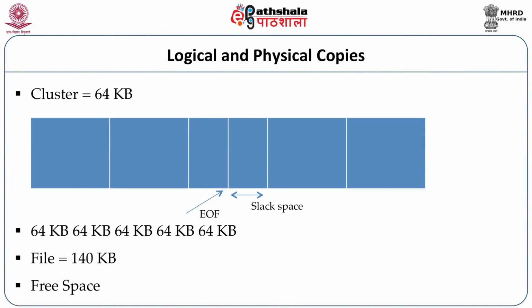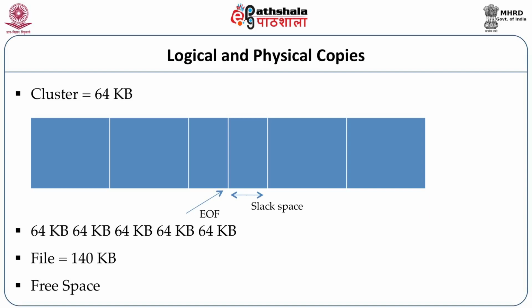You can see in the figure, there is a cluster of 64 KB. So we can see on the screen 1, 2, 3, 4, 5 and 6 clusters. So 64 into 6 makes 384, but we need only 140 KB out of it.